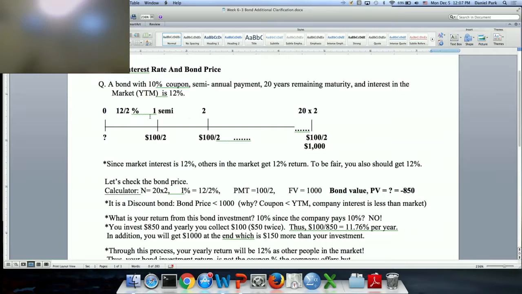So draw a timeline. And since this one pays semi-annually, one period here is one semi-annual. That's why over 20 years, we have 40 semi-annuals. And the market rate is 12%. Since it's 6 months, divided by 2, we have 6% per semi-annual, yearly 12%. And 10% coupon is $100 yearly, but every 6 months, half of the money, $50, you will get over 40 semi-annuals. And at the end, you will get 1,000.